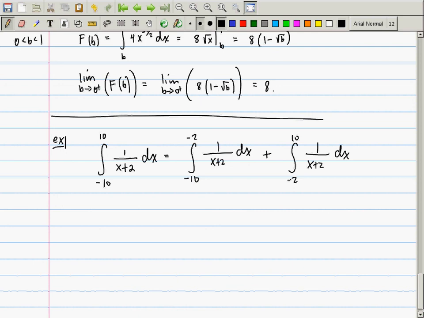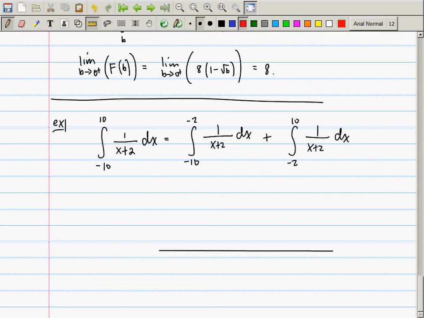For this one, you'd have to approach from the left. For this one, you'd have to approach from the right. The reason is that the picture looks something like this. If this is x equals negative 2, then on the left side it will be negative, so it will look like this. On the right side it will be positive, so it will look like this. So the area being talked about is this whole thing, all of this area going up to infinity, all of this area going up to infinity, between negative 10 and positive 10. There's infinite area in this part and infinite area in this part, and they don't cancel each other out.